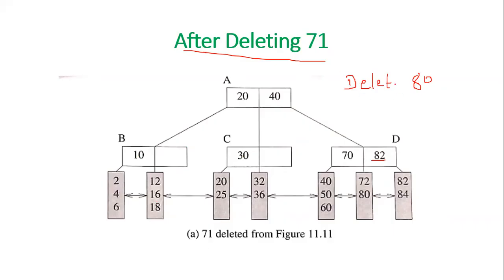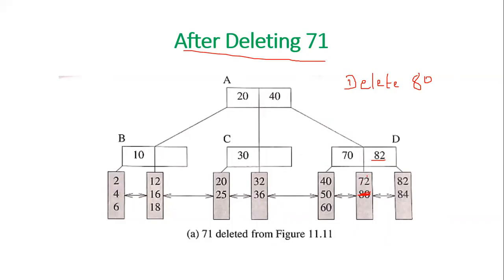But now we want to delete 80, right? So if you want to delete 80, first identify where 80 is. 80 is greater than 20, it's greater than 40, so take this path. It's greater than 70 and less than 82, so take this path. Now if you remove 80, this node will become deficient.